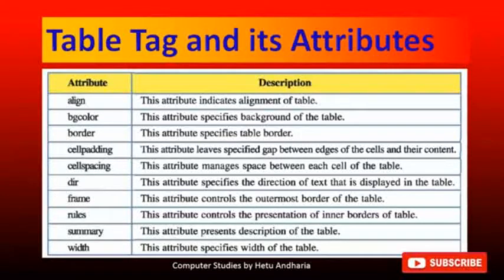First one is align. This attribute indicates the alignment of the table. Next one is bgcolor, that will be used to add the background color. Border attribute, just now we had seen the use of the border attribute. Then cellpadding and cellspacing, that you will understand when we come to the practicals. Then dir, the attribute that specifies the direction of text to be displayed in the table. In Microsoft Word or Excel, we have seen that we can display the text at a 45-degree angle, 90-degree angle, right? So that could be done.